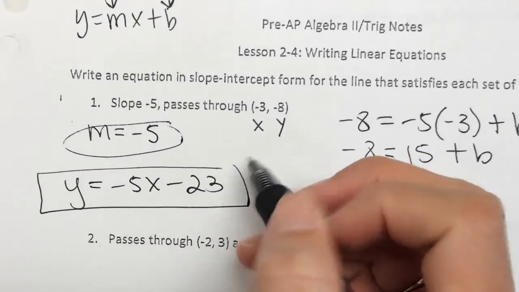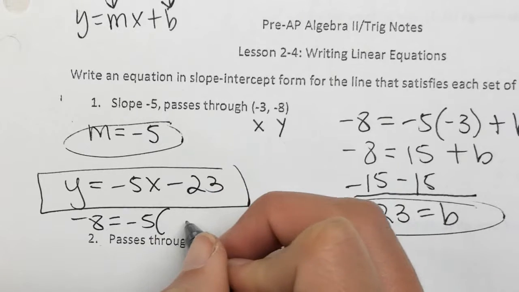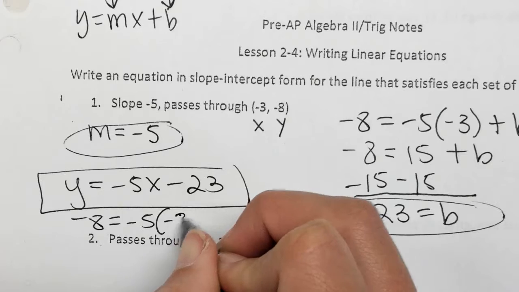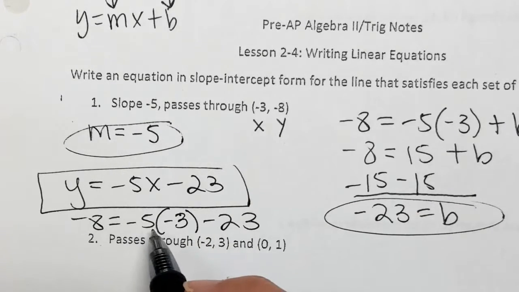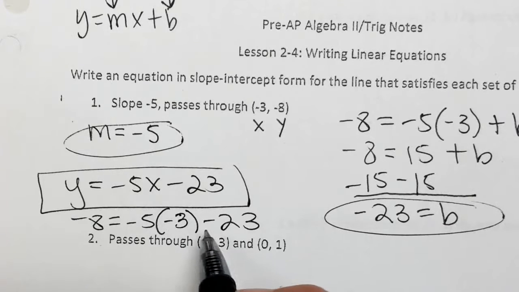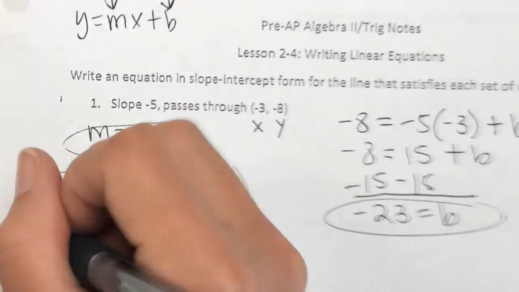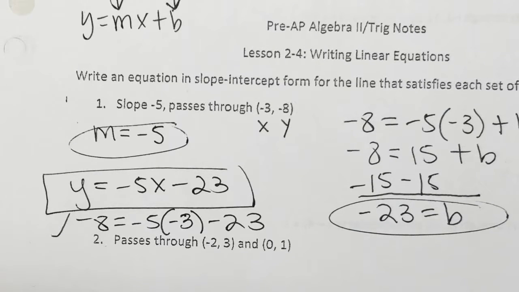Instead of y, I would put what? -8 equals -5 times what? What's our x? And then together, tell me what this would be. Positive 15 minus 23 would give us what? -8. See, it works out. I'm not saying you have to check it on everything, but it helps to plug it in your head to make sure it works. Questions about that one?